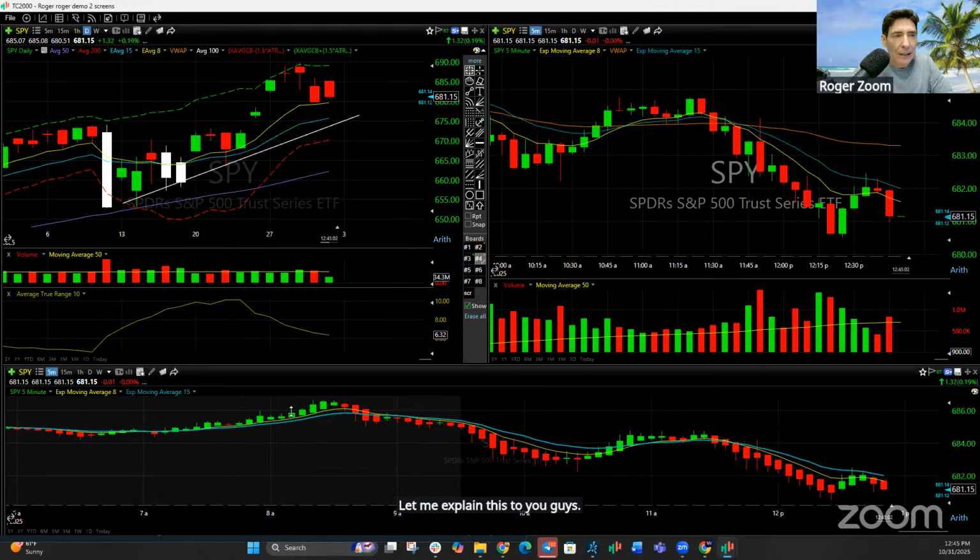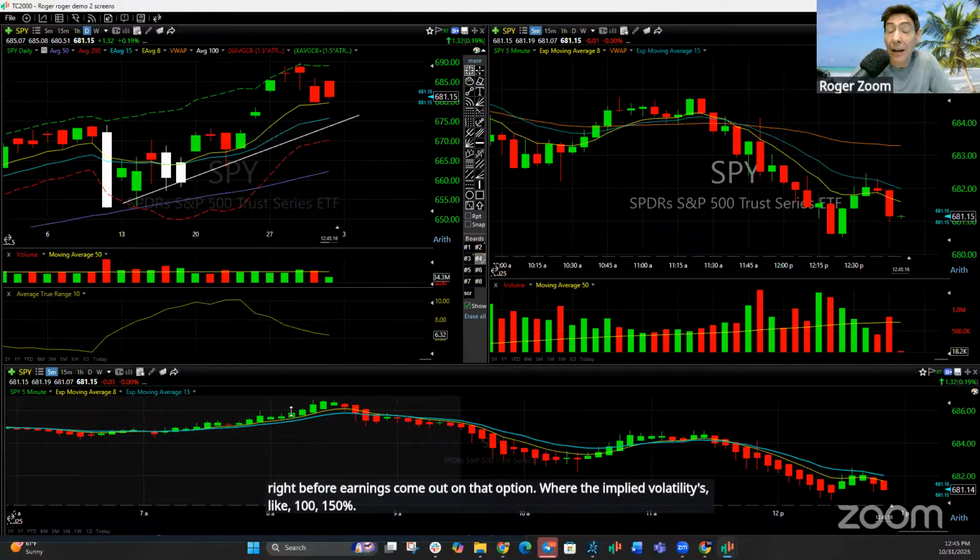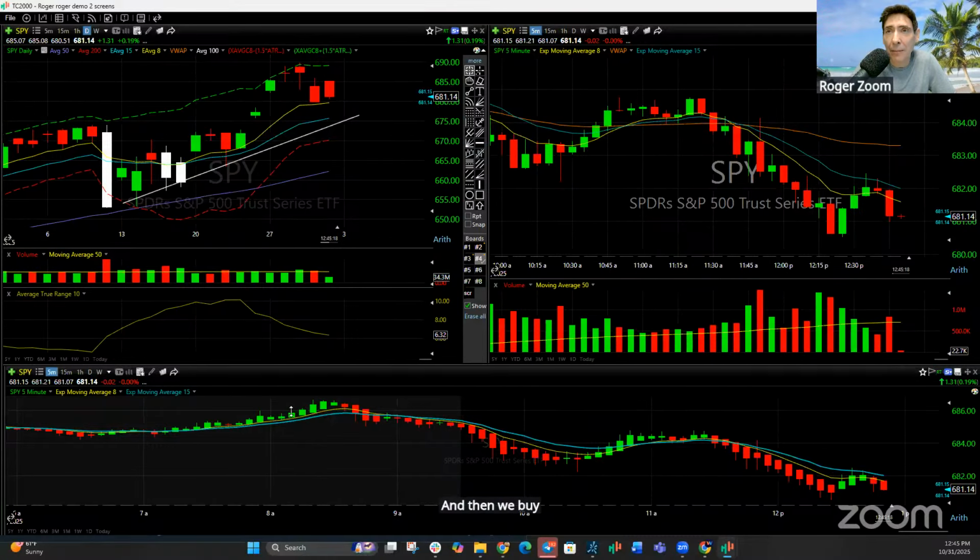A time spread, a lot of people have been getting into time spreads. A time spread is where we sell an option right before earnings come out on that option, where the implied volatility is like 100, 150%. And then we use that money from the option that we sell to finance and buy an option that expires next week. Time spreads are really good Monday through Thursdays.